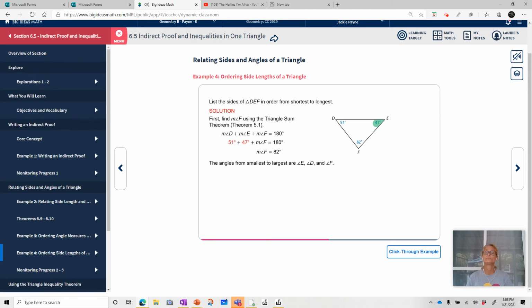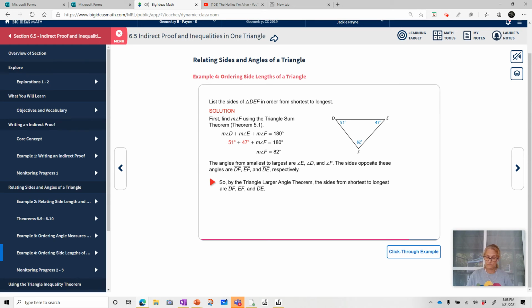Angle E is opposite side DF, angle D is opposite side EF, and angle F is opposite side DE. So the sides opposite angle E, angle D, and angle F are side DF, side EF, and side DE respectively. The triangle larger angle theorem states, if one angle of a triangle is larger than another angle, then the side opposite the larger angle is longer than the side opposite the smaller angle.